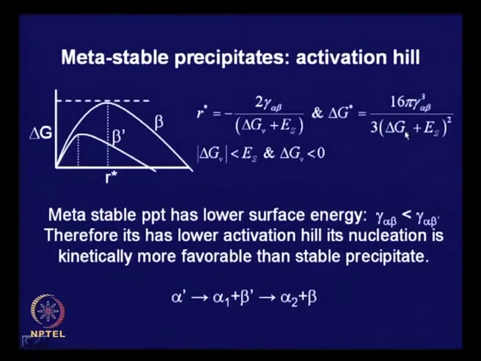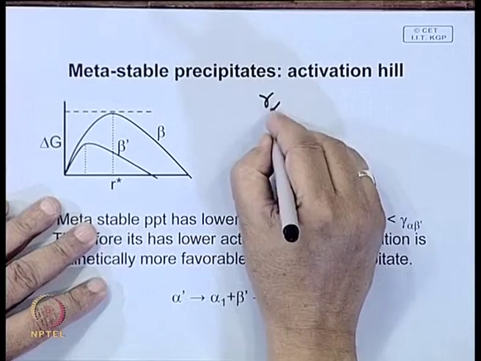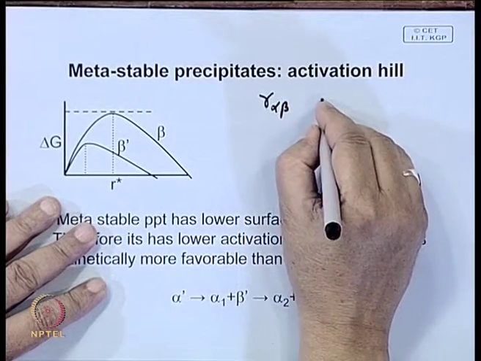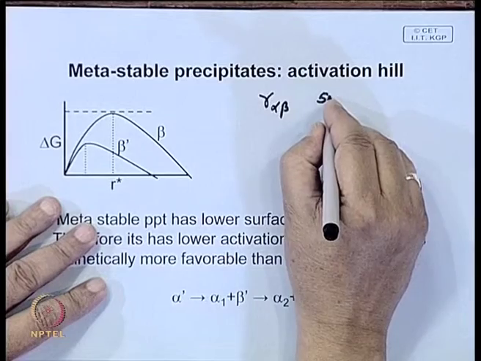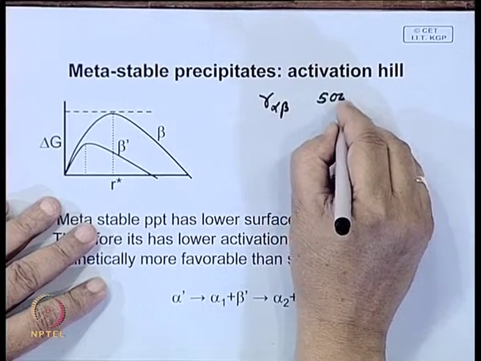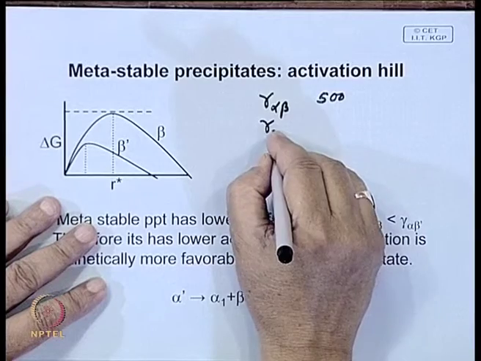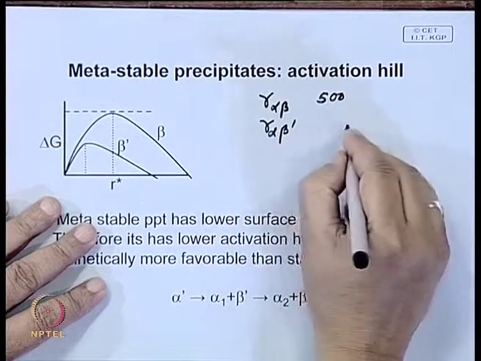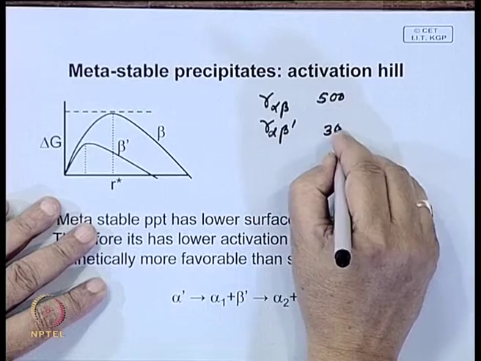So, strain energy also plays an important role. Now, suppose you have a metastable precipitate, what is going to change? A metastable precipitate will have low surface energy. That means gamma alpha beta is low. A normal precipitate has gamma alpha beta of the order of 400 or 500 millijoule, while gamma alpha beta prime may be of the order of 30 or 40.